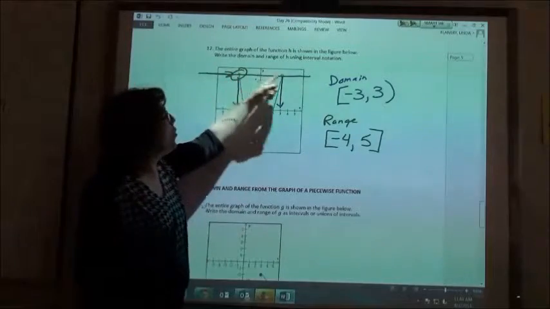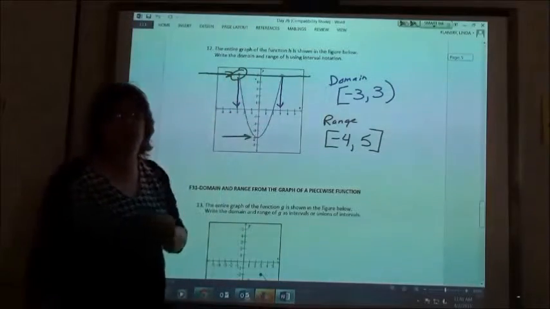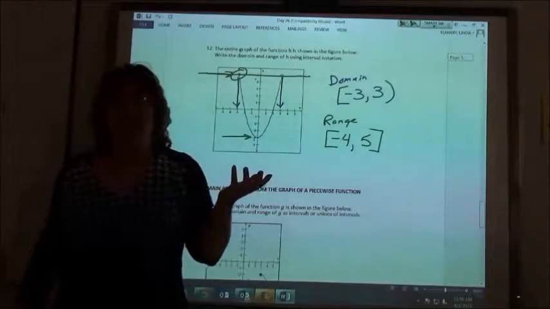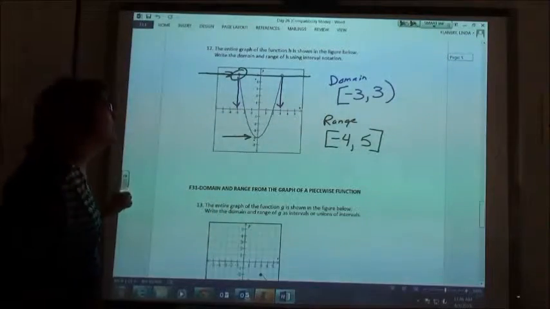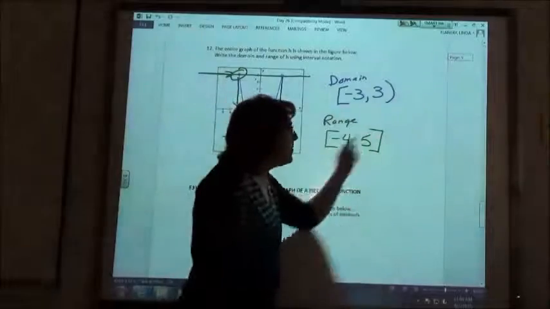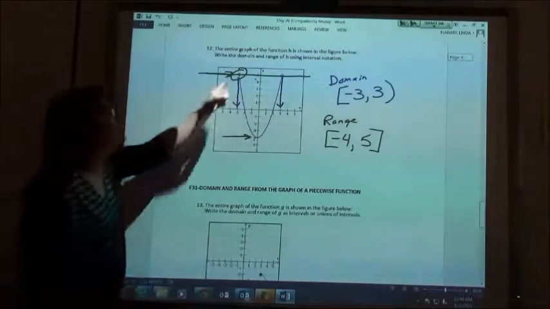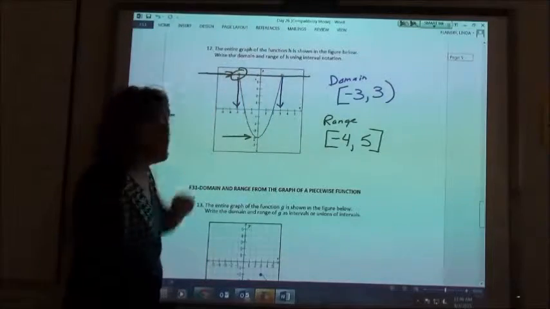If these were both open circles, then I would have a parenthesis, but if either of them is filled in, I'm going to be touching the graph at that point. It is going to be a filled in circle, so I am going to have a bracket. So only way you're not going to have that bracket is if they're both open circles. I'm not touching.